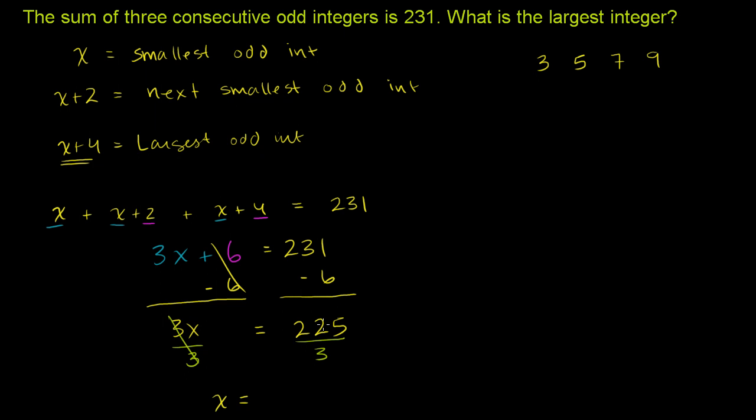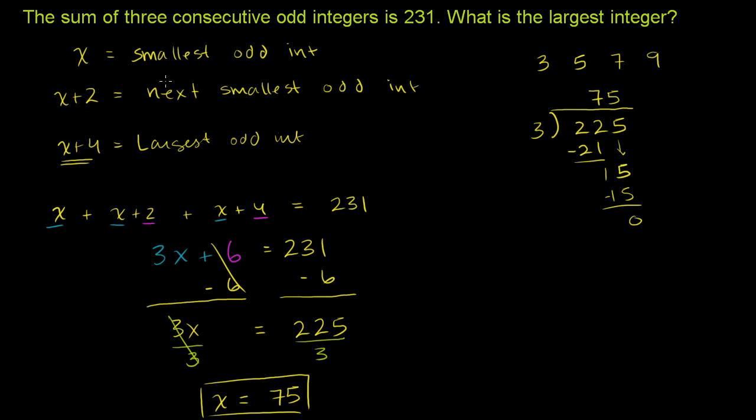x is equal to 225 divided by 3. Let me do it over here. So 3 goes into 225. It goes into 22 7 times. 7 times 3 is 21. 22 minus 21 is 1. Bring down the 5. 3 goes into 15 5 times. 5 times 3 is 15. Subtract, no remainder. So 225 divided by 3 is 75. So the smallest of the odd integers is 75.